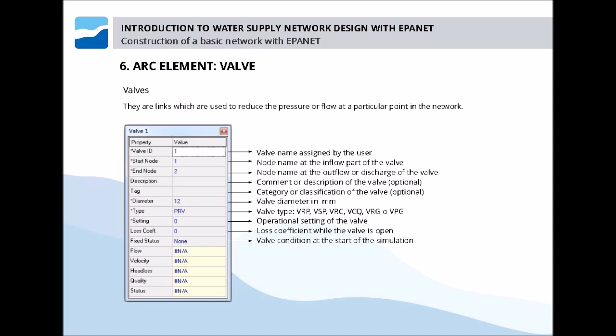The last element or physical object in the EPANET is the valve. Valves are used to reduce the pressure and/or flow at a particular point in the network. Valves are arc elements. And here is where those who come from the real world and know about valves need to use their imagination. Valves are not really arc elements. In fairness, they are clearly node elements.